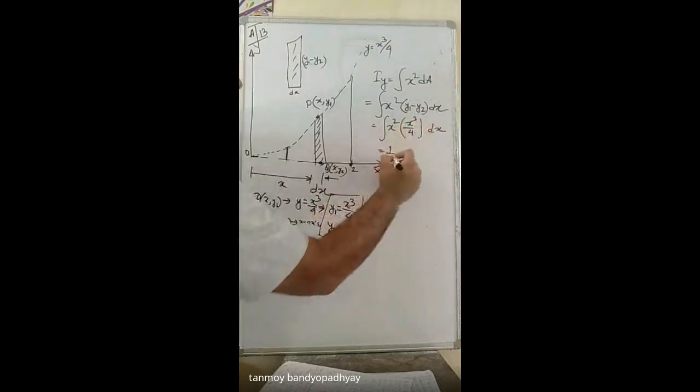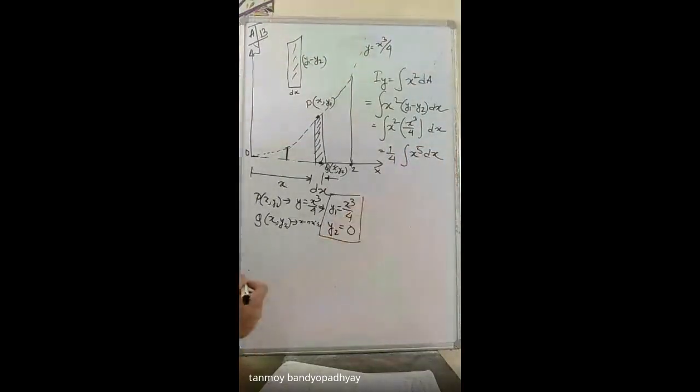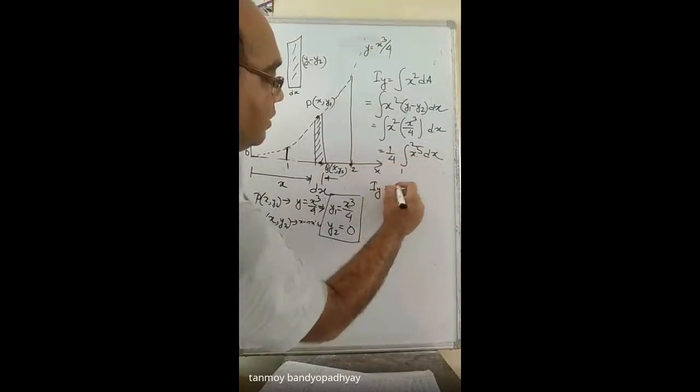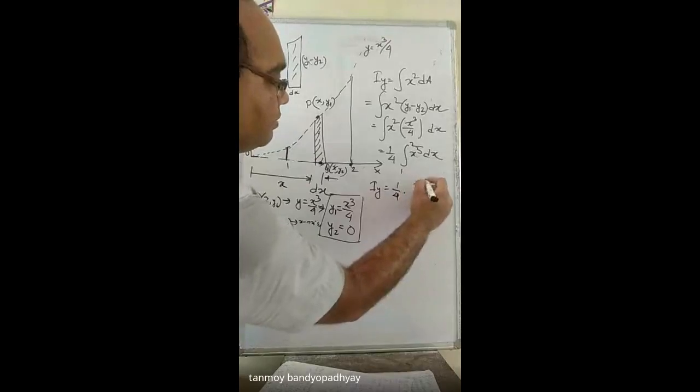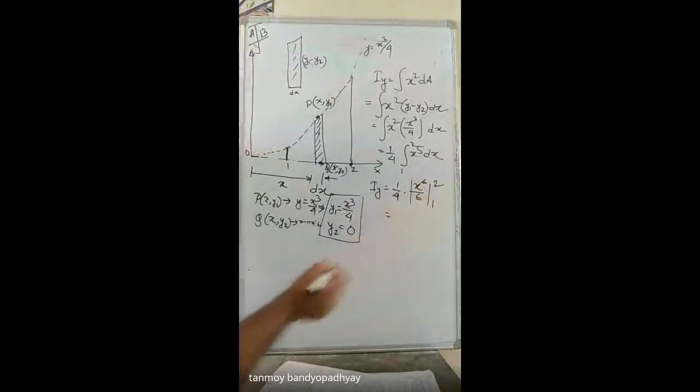So 1 by 4 integration of x to the power 5 dx, where x varies from 1 to 2. Just calculate this one. So Iy will be equal to 1 by 4 times x to the power 6 divided by 6, integrated from 1 to 2. Just see what value of Iy you get.